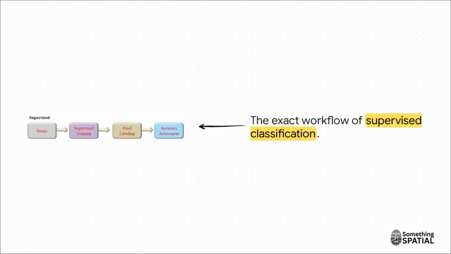Now, what's really interesting about this slide is seeing that whole process laid out. You can see the distinct progression, starting with a raw image, moving right into that supervised training phase, where the human provides the study guide, then the pixel labeling, where the machine does the heavy lifting, and finally an accuracy assessment at the end, to see how well our digital student actually scored on the test.